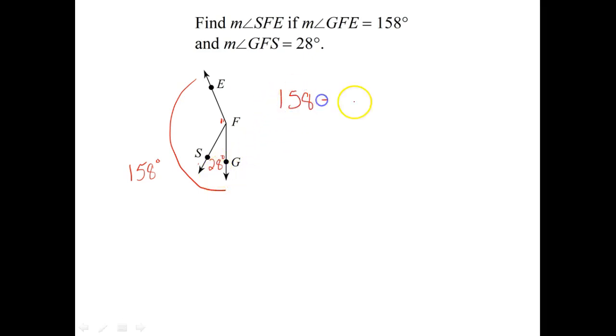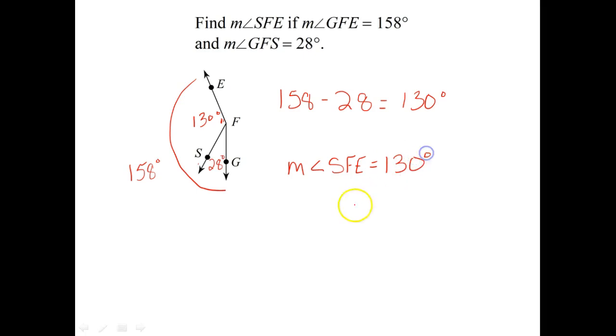158 minus 28 is 130 degrees. So this angle is 130 degrees, and it looks the part, right? An obtuse angle. And 130 plus 28 is 158, so that is correct. So the measure of angle SFE is 130 degrees.